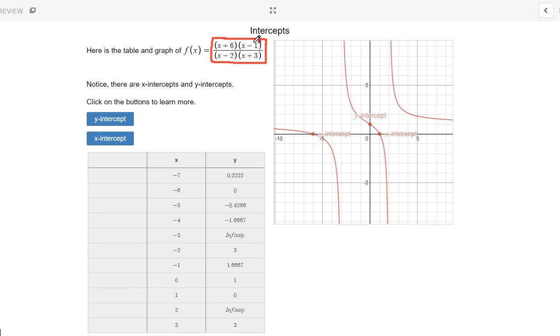Now if you look at this equation here, the only way that can equal 0 is if the top equals 0. The bottom can't equal 0 or it would be undefined and we'd have an asymptote. So we really just got to focus on where does the top equal 0. And we have lots of tools for that.